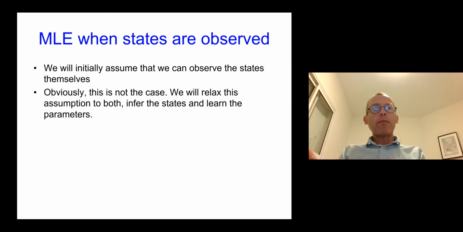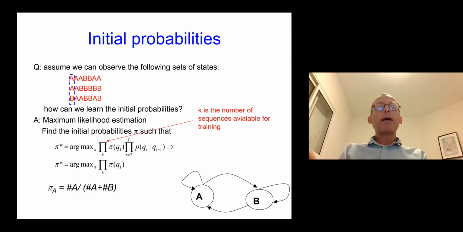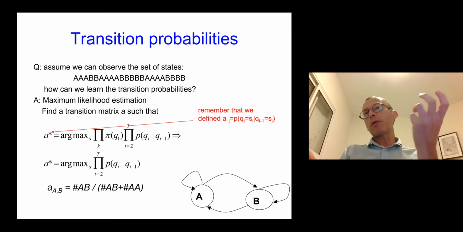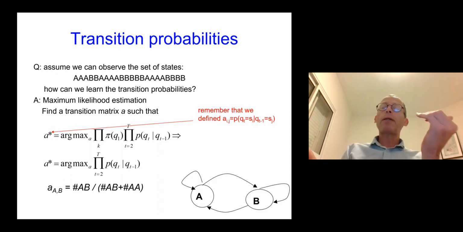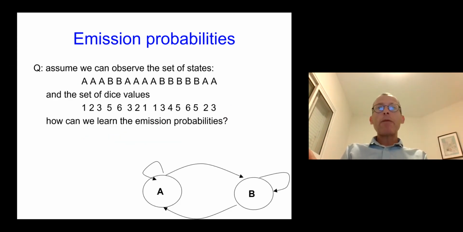Okay, and again, we derived this for the initial probabilities. We said just count how many times you see A as the first state divided by the number of times you see A and B as the first state. Transition probability is the same. How many times we saw A going to B divided by how many times we saw A total, or A going to A and A going to B, which are the two options. And emission probabilities for this multinomial is the same.